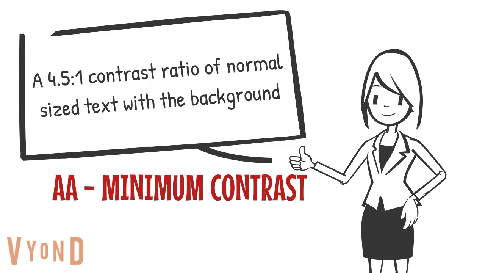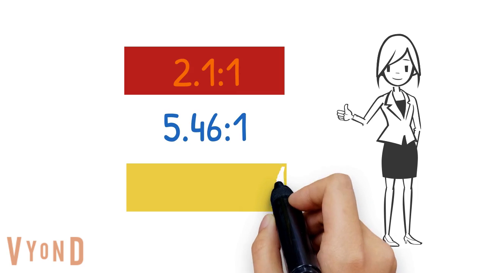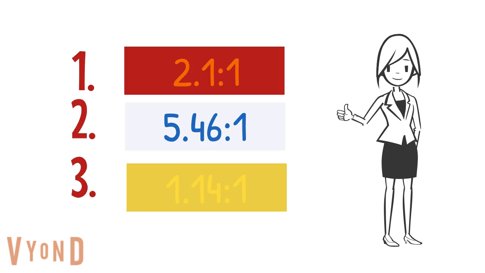Next, technique G18 in the WCAG states that for a double A rating, minimum contrast must include a contrast ratio of at least 4.5 to 1 between normal sized text and the background. Let's look at an example. We have three different text boxes, option 1, 2, and 3.